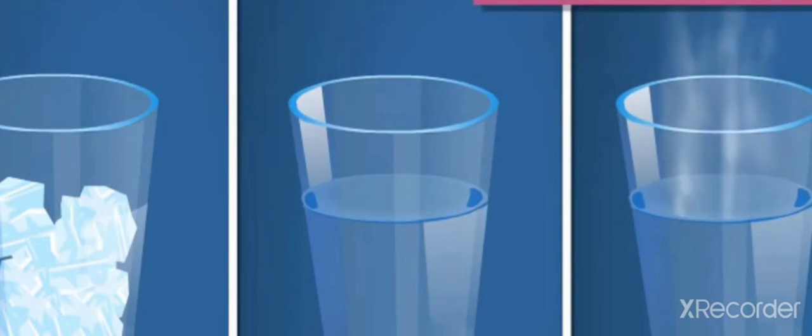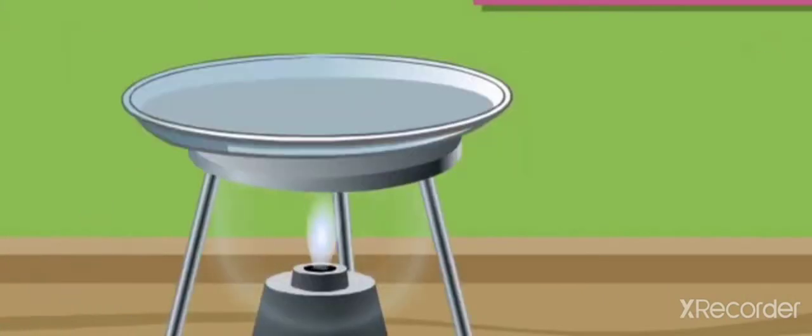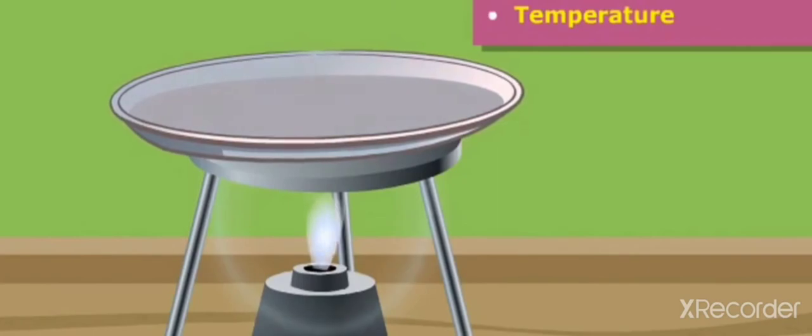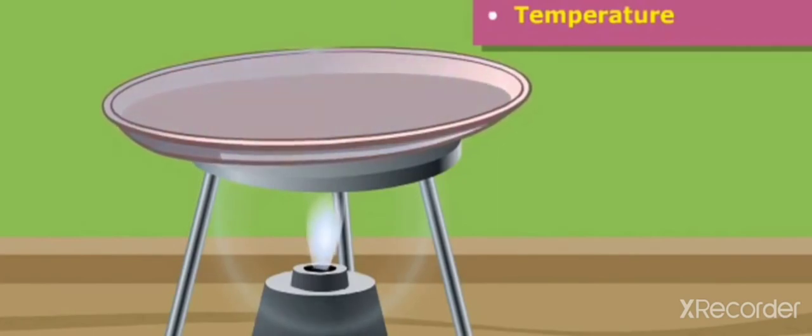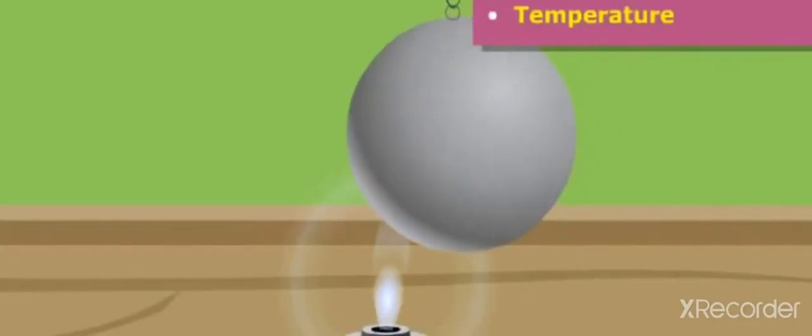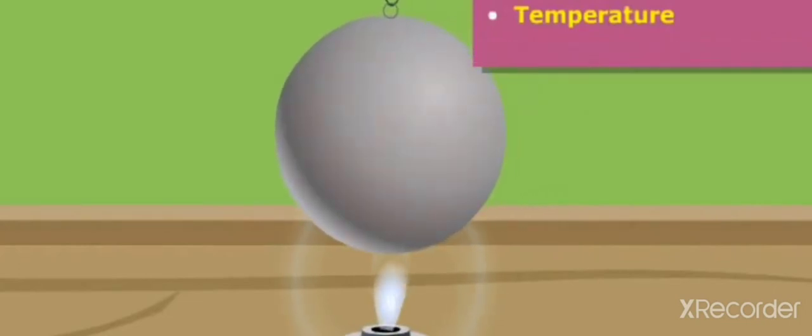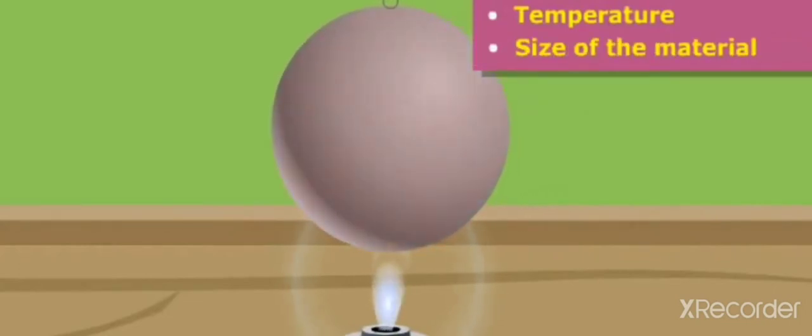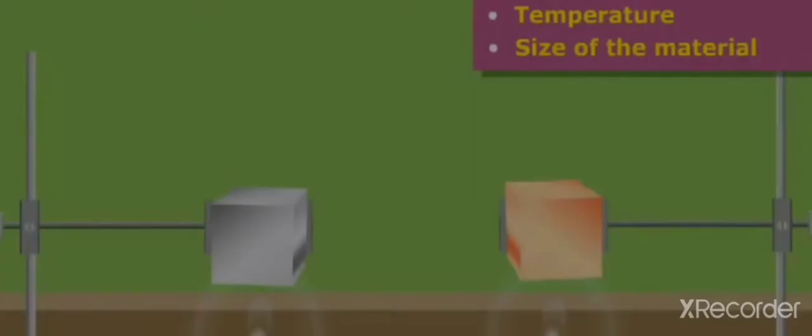The expansion of matter depends on the temperature to which it is heated. In this case, we heat this plate. The higher the temperature, the more the expansion. Expansion of matter also depends on the size of the material being heated. The longer the plate and the bigger the ball, the more the expansion for the same rise in temperature.